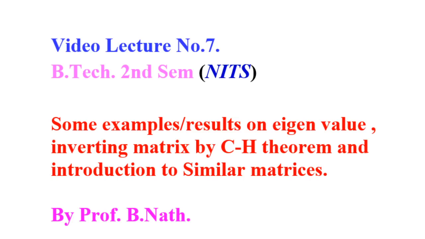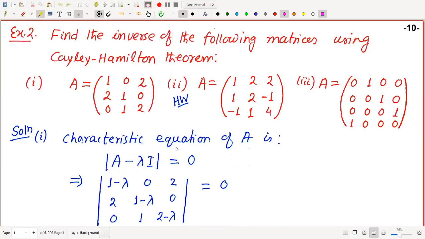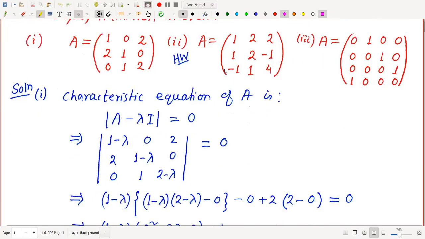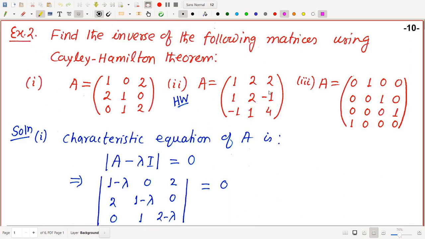Hello students, today we shall see some examples on eigenvalue problem and finding inverse of a matrix using Cayley-Hamilton theorem, and lastly we shall see similar matrices and one theorem on similarity transform. So first example is: find the inverse of the following matrices using Cayley-Hamilton theorem. Applying Cayley-Hamilton theorem, not by verifying Cayley-Hamilton theorem.